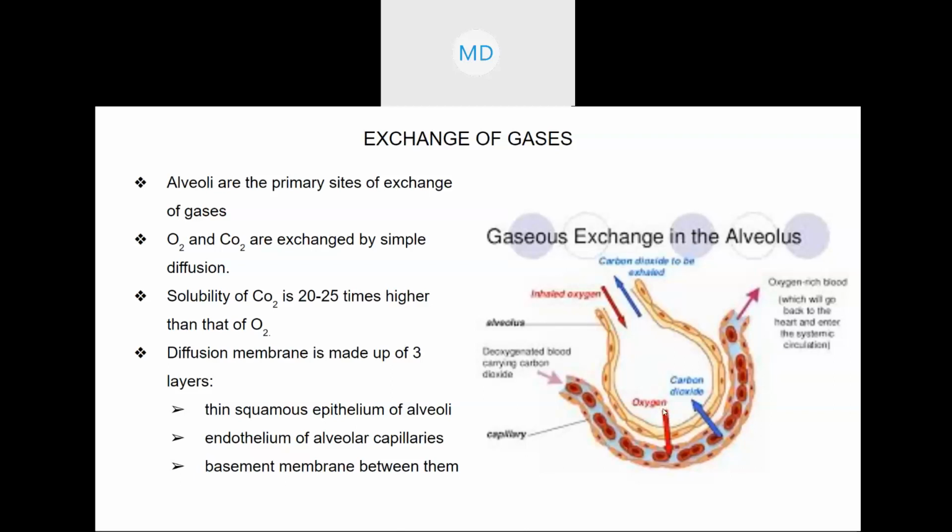For example, if in 1 minute 100 molecules of oxygen diffuse, then in 1 minute carbon dioxide will be 20 into 100. This is what is meant by the solubility of carbon dioxide being 20 to 25 times higher than that of oxygen. So carbon dioxide will diffuse faster than oxygen. Oxygen will diffuse slowly. Carbon dioxide will be fast. So this is all about the exchange of gases.